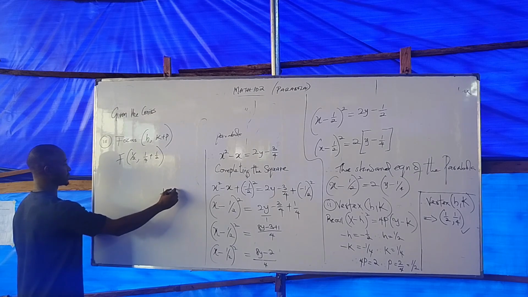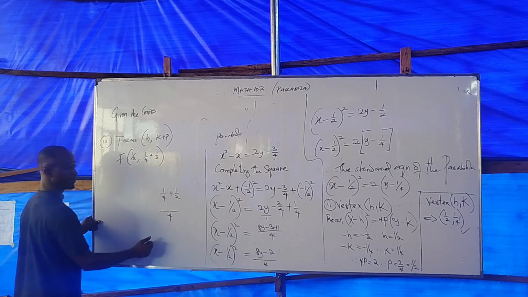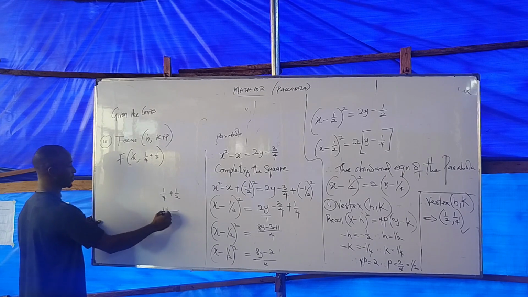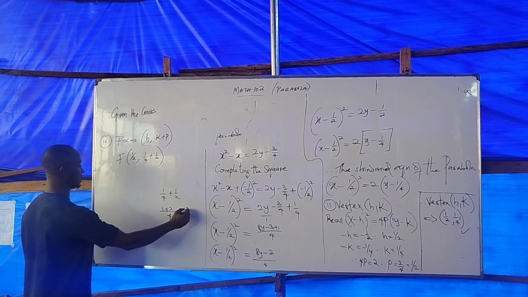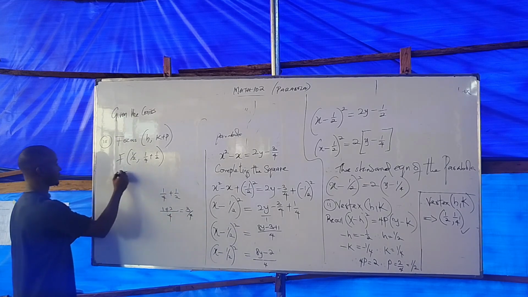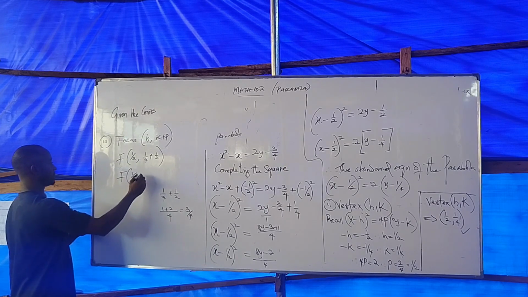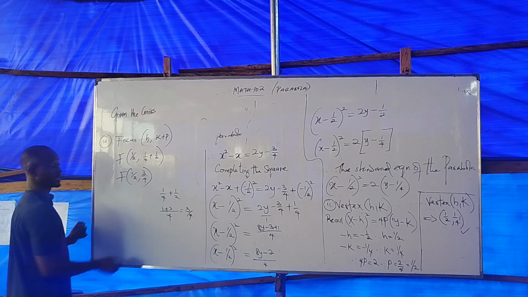Now let's solve this somewhere, right? 1 over 4 plus 1 over 2. What's the LCM here? 4. Here will be 1 plus 4 into 2, which is 2. What's the answer here? 3 over 4. So what will be the focus? It is 1 over 2, comma 3 over 4. Is it making sense?